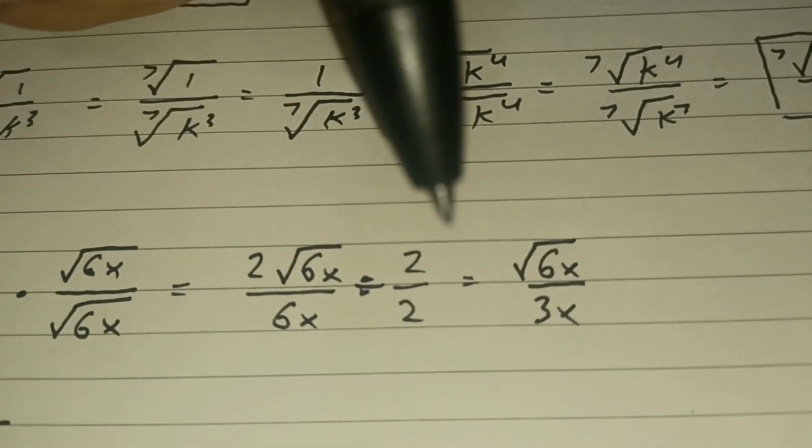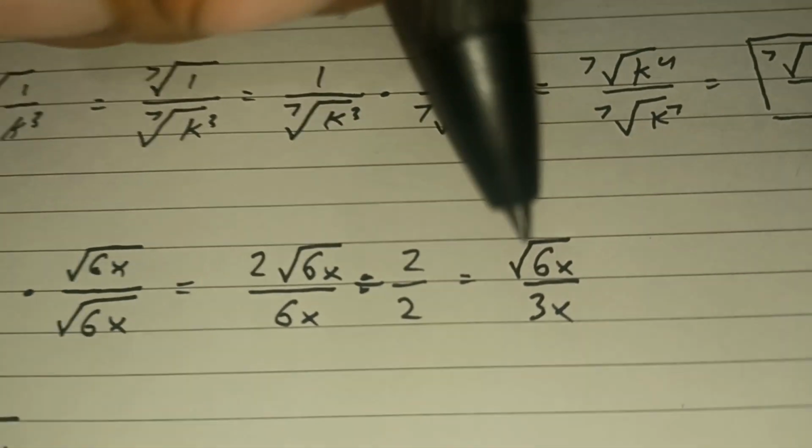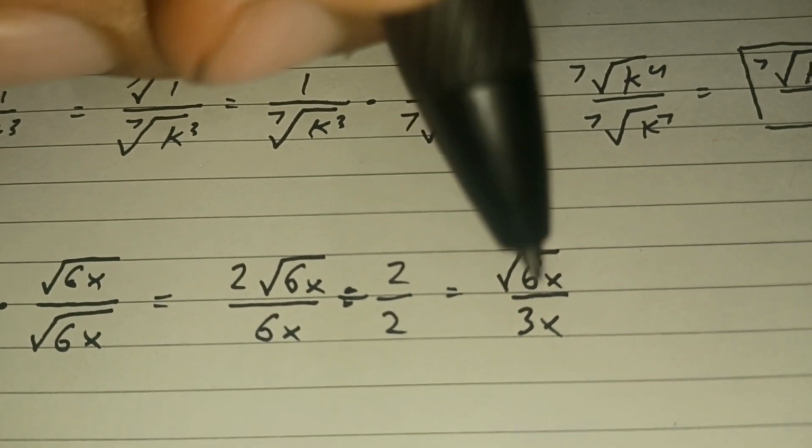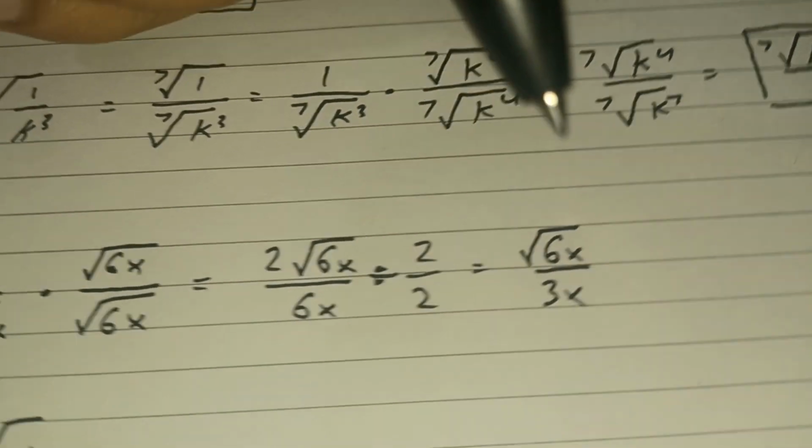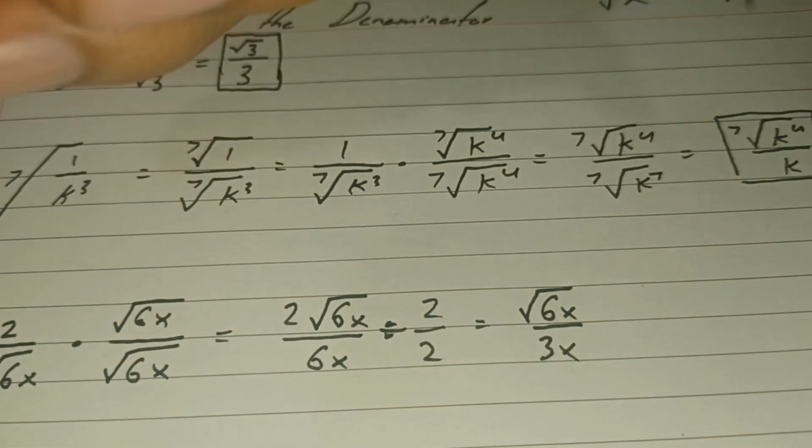2 divided by 2 is obviously 1, so we don't really bother to put the 1 there, so it's the square root of 6x over 3x. That is how we simplify this one.